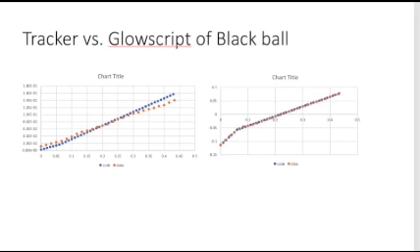Here is the GlowScript data and the Tracker data for the black ball. For the black ball, the predicted and the Tracker data are very similar and much more accurate than the red ball. This is because the Tracker data utilized the final velocity of the black ball, so it has a much more accurate prediction of its position after the collision.